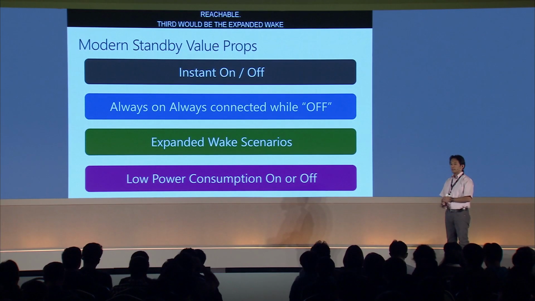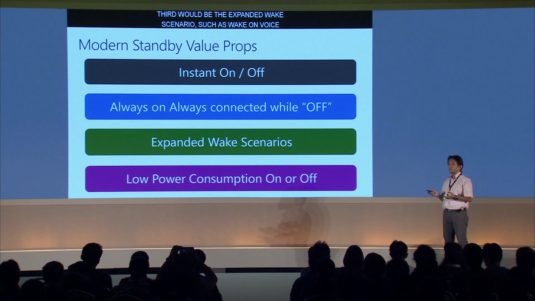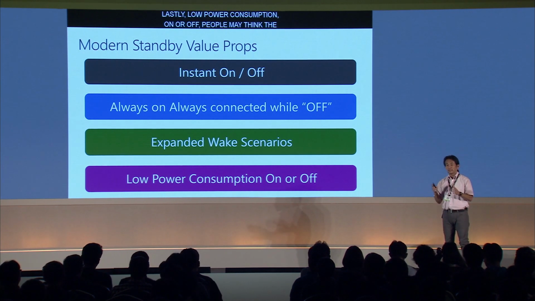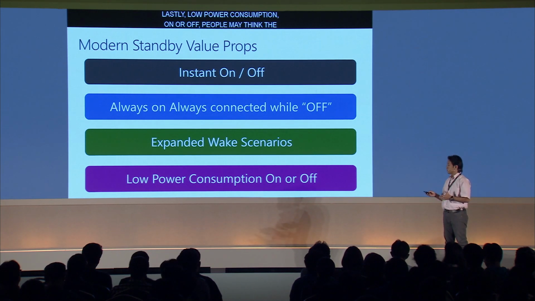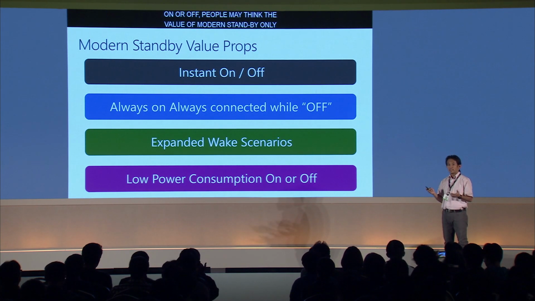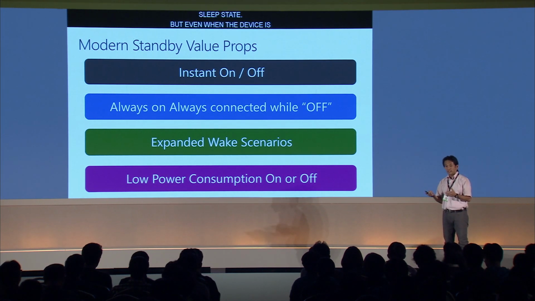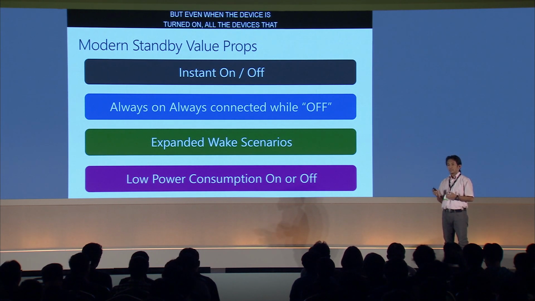Third value prop would be the expanded wake scenarios, such as wake on voice and wake on fingerprint. And lastly, low power consumption on or off. People might think that the value of modern standby only comes when the device is in sleep state. But even when the device is turned on, all the devices that are not working would be put in the low power state, which would benefit the total power consumption.